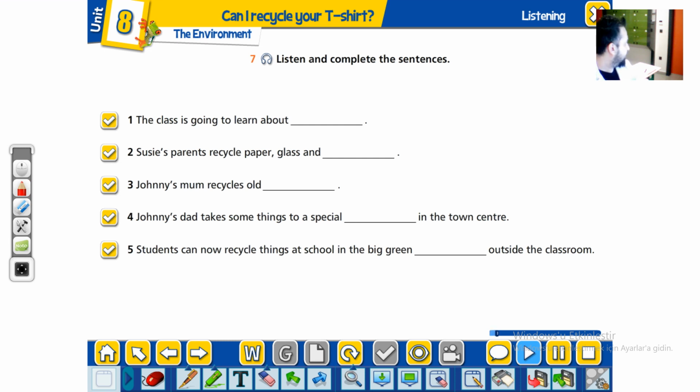Good morning. Today we're going to learn about recycling. The class is going to learn about recycling. Geri dönüşüm hakkında bir şeyler öğreneceklermiş. Let's check the second one.